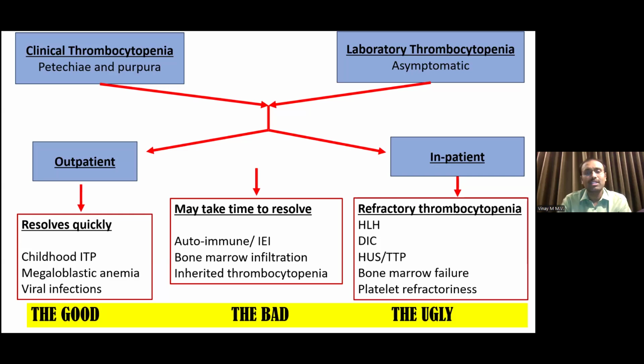And a few of them may take time to resolve, but they are not life-threatening. These are the ones that present with autoimmunity or marrow-infiltrative disorders like leukemia, and sometimes inherited thrombocytopenia syndromes, which may have mild, moderate thrombocytopenia that may worsen over a period of time. The ugly ones are the ones that present inpatient in a critical stage, like HLH, DIC, HUS-TTP, and sometimes platelet refractoriness, post-transplant thrombocytopenia, graft versus host disease, and things like that.